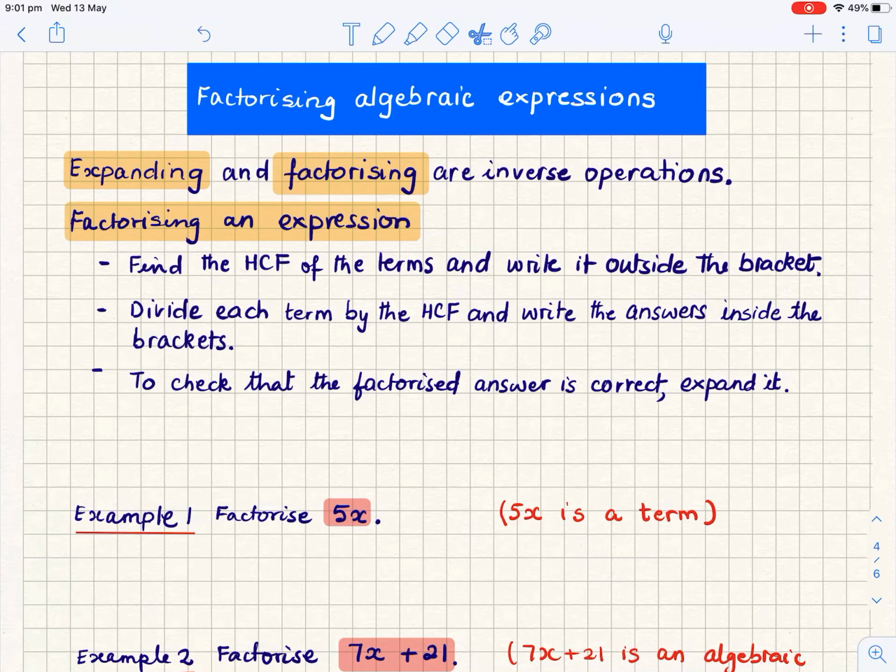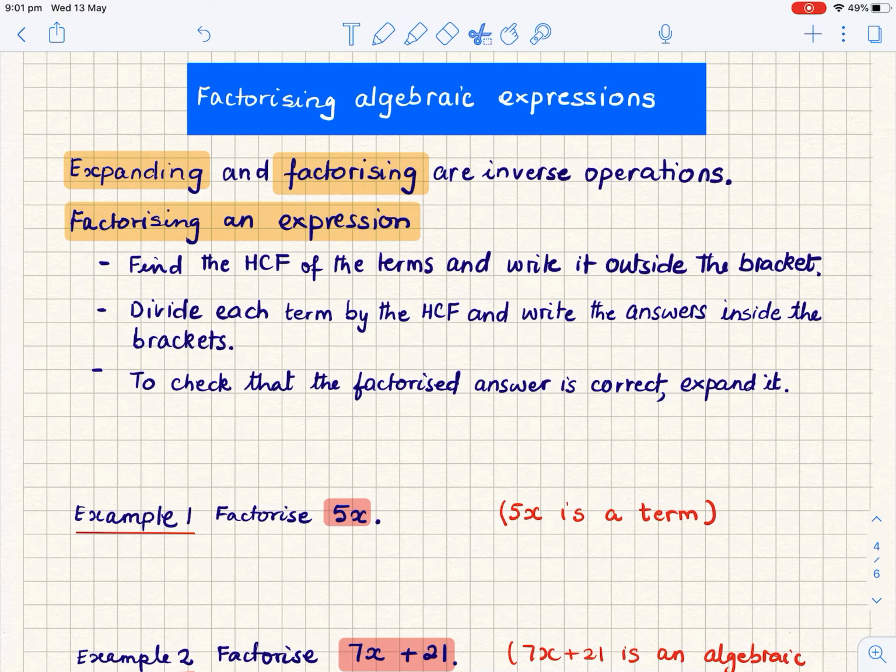In this video, we are going to look at factorizing simple algebraic expressions. First of all, we need to understand expanding and factorizing are inverse operations. When you want to factorize an expression, you need to find the highest common factor of the terms and then write it outside the bracket.